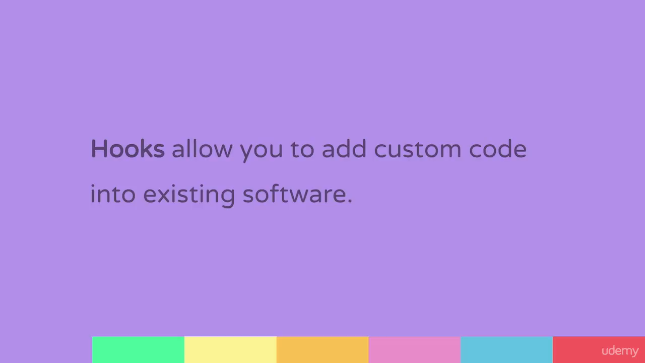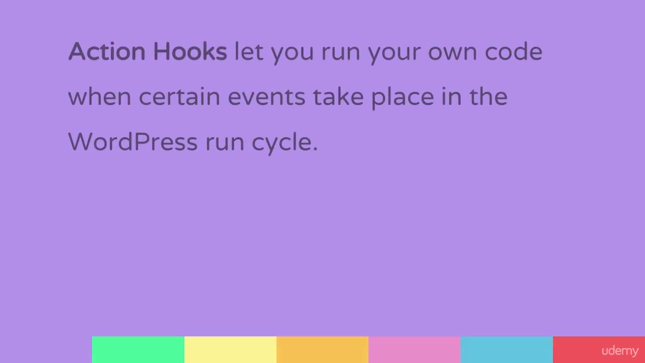Now there are two types of hooks in WordPress. The first type of hook in WordPress is an action hook, and this lets you run your own code when certain events take place in the WordPress run cycle. Now, the WordPress run cycle is something we will look at in depth, but it is basically when WordPress is building out a page, whether that's an admin page or a page on the front end of the site, it goes through a bunch of steps.